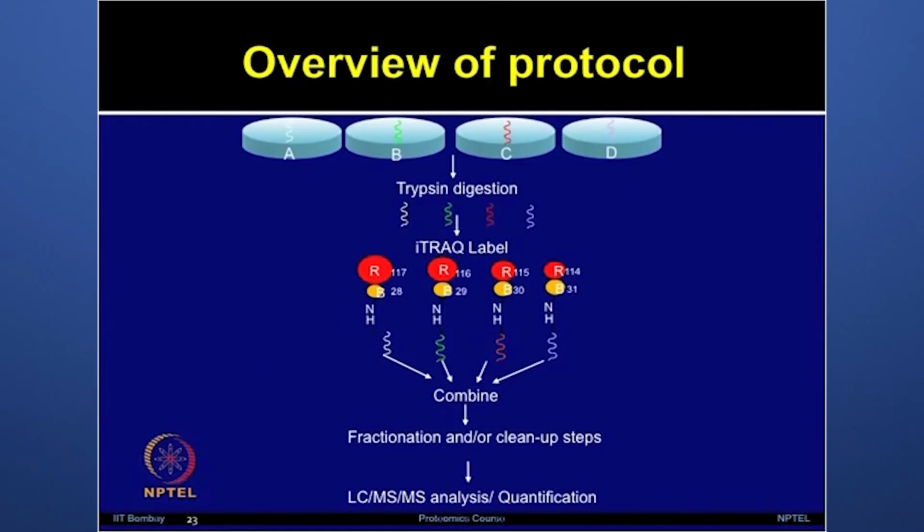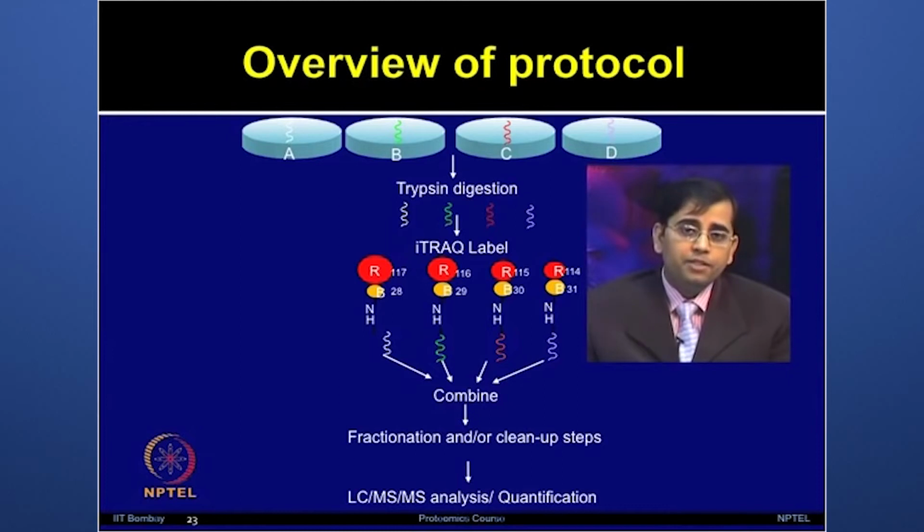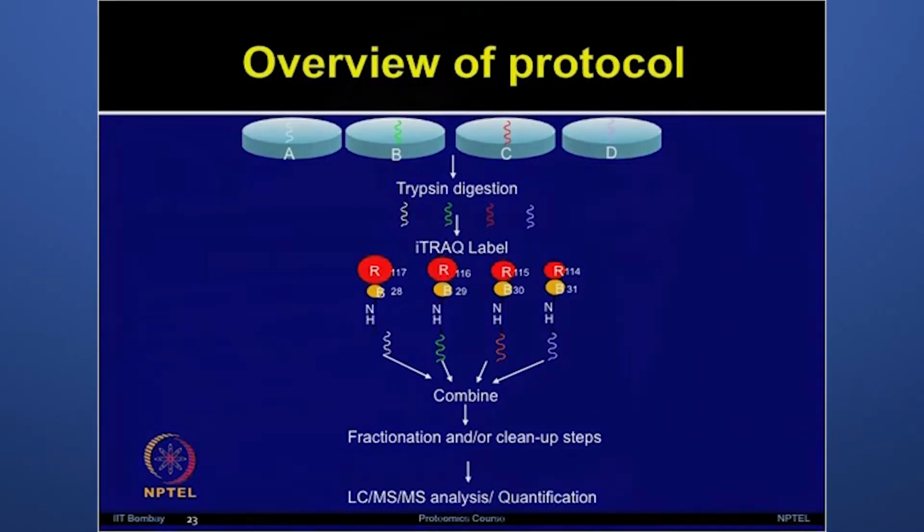Now, I think in this image the overall steps will be more clear to you. You have 4 different populations A, B, C and D. Each population is reduced, cysteine blocked, trypsin digested and then labeled with 4 different types of iTRAQ labels, combined, fractionated, and further LC-MS analysis can be performed and quantitation can be obtained.